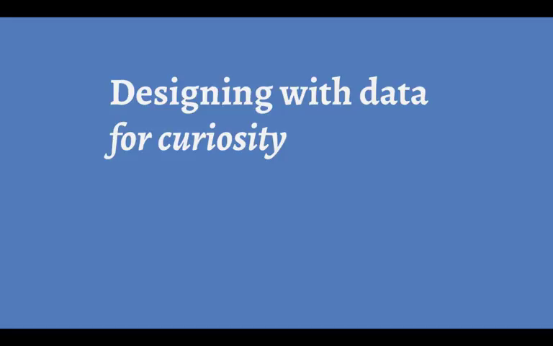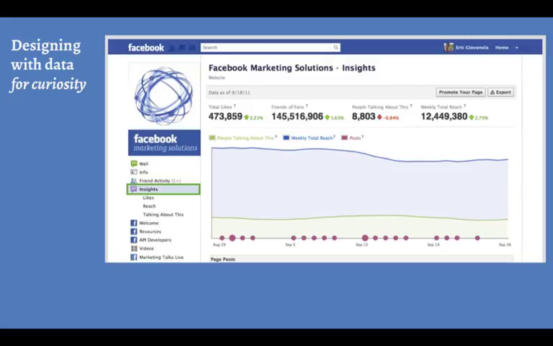Okay, so designing with data for curiosity. Let's look at some examples that get started with this sort of approach. This is how a typical Facebook analytics page looks. You would have a chart, and some set of numbers around likes, how many fans, how many people are talking about it, etc. This is a very traditional visualization or dashboard. It has a very common chart type, with some numbers thrown in as well. But what else could you do with this?